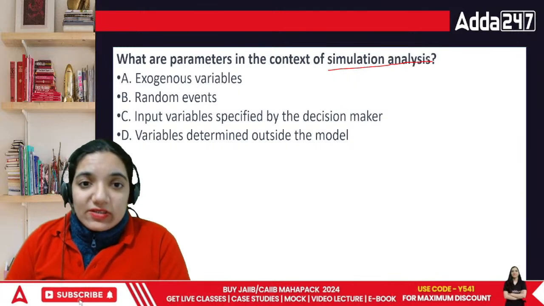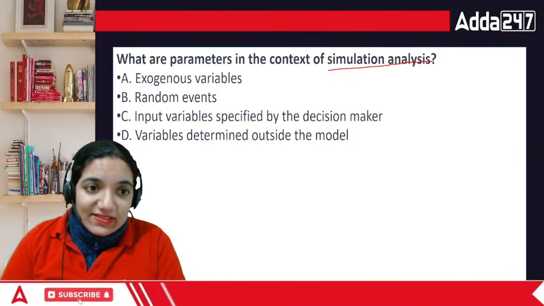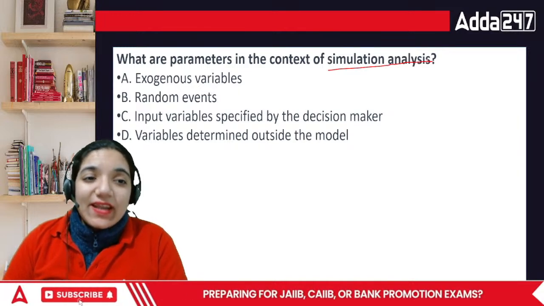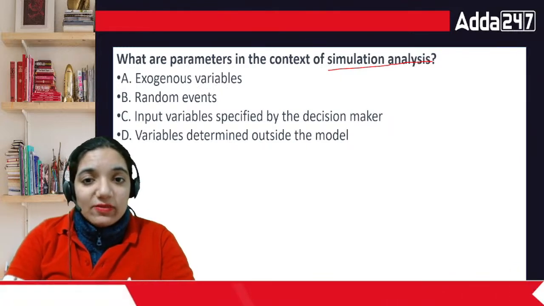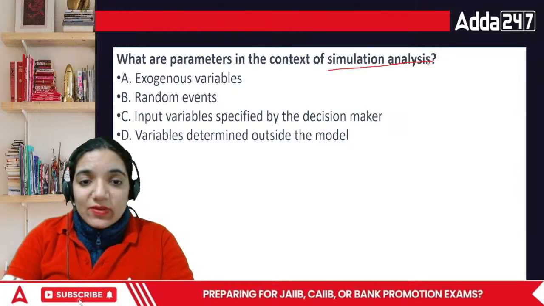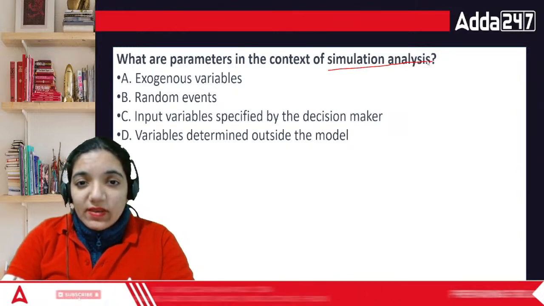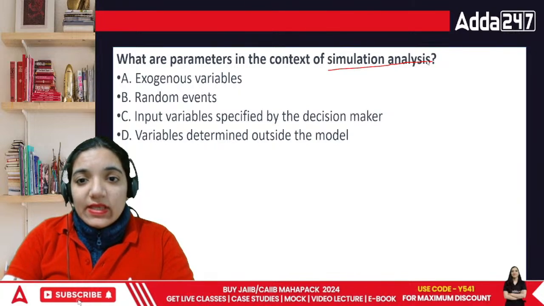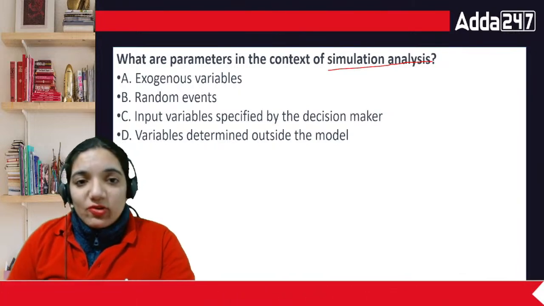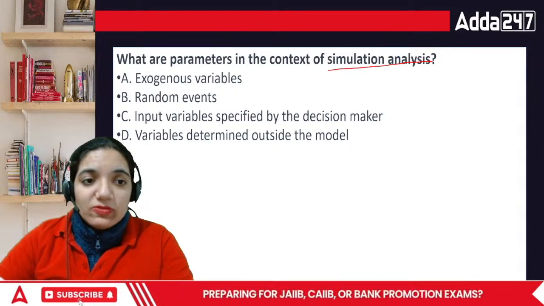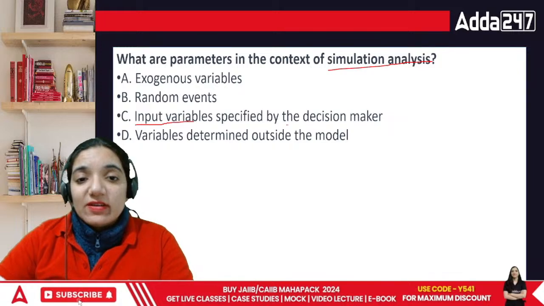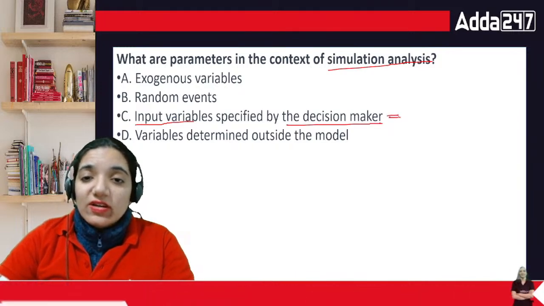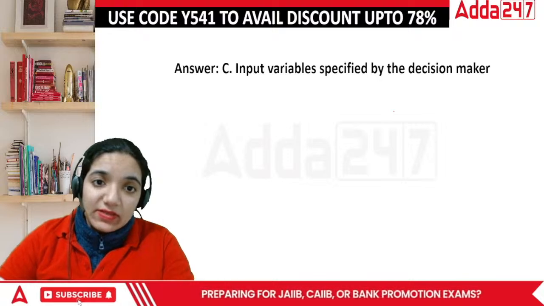What are the parameters which exist when we are doing this kind of analysis? Exogenous variables, random events, input variable specified by the decision maker, or variable determined outside the model. What would be the answer in this case, everyone? When you are doing such kind of models, then the amounts and everything has to be specified. That is, input variables are specified by the decision maker. It is all done by the decision maker.